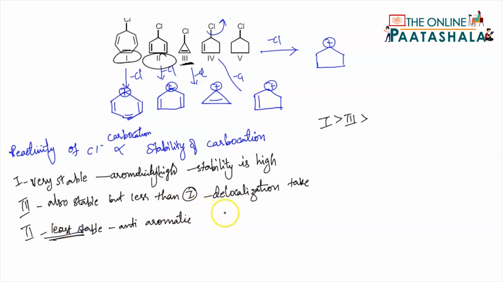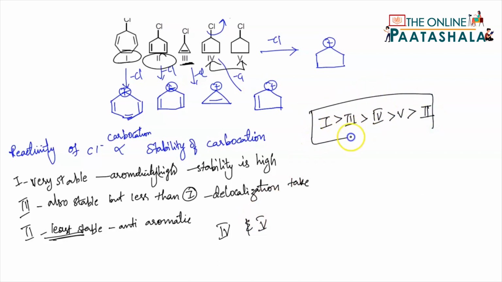Next, if you see the fourth and fifth, which one has more stability? Obviously the fourth, because it undergoes resonance. That's the reason it is more stable. So what order do you get? This is the correct order.